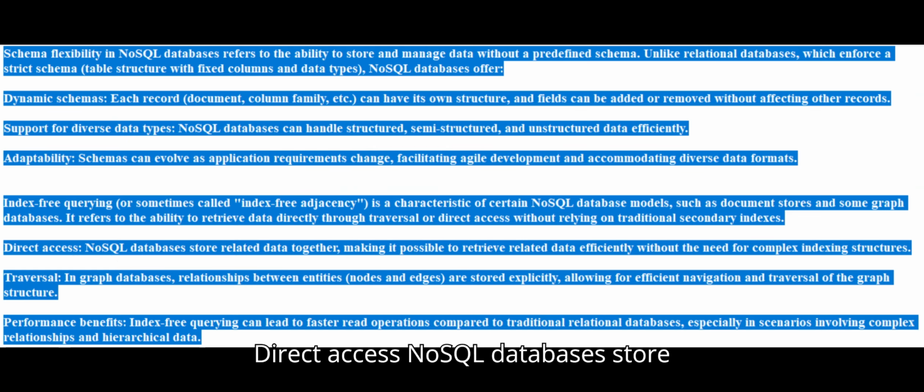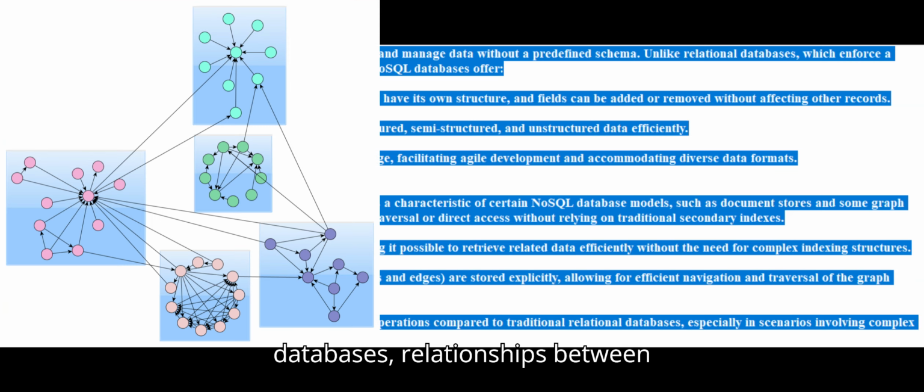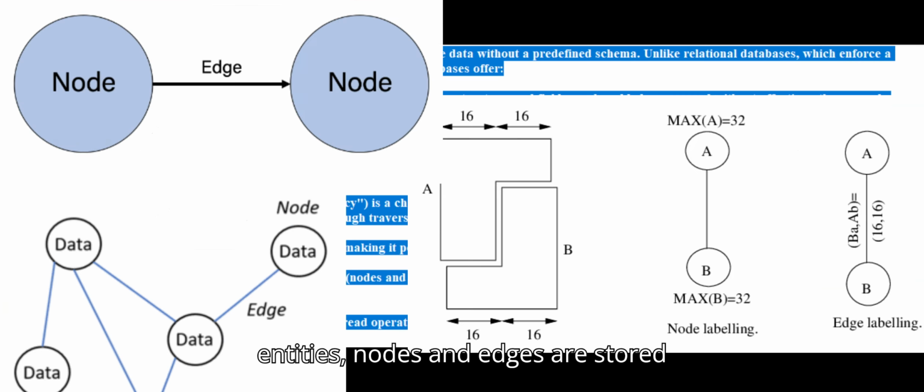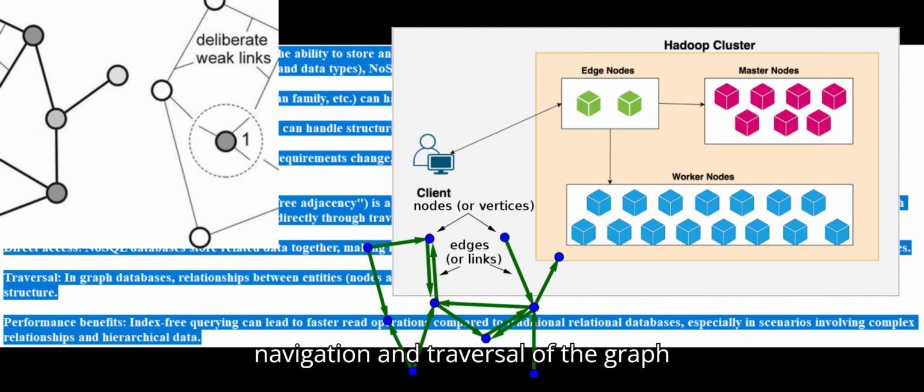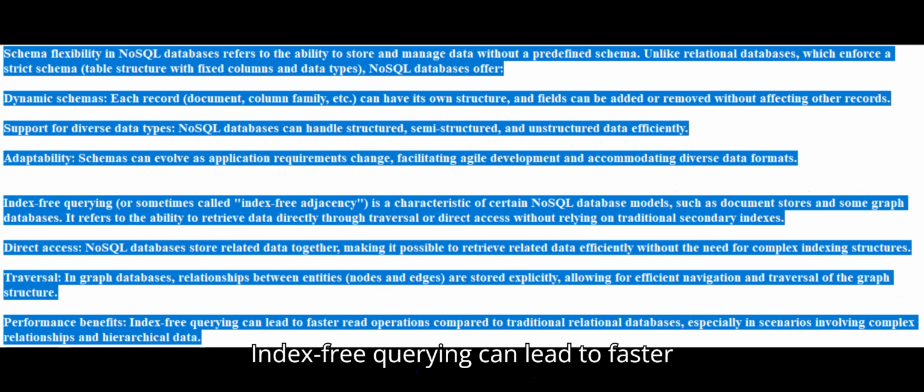NoSQL databases store related data together, making it possible to retrieve related data efficiently without the need for complex indexing structures. Traversal. In graph databases, relationships between entities, nodes and edges, are stored explicitly, allowing for efficient navigation and traversal of the graph structure. Performance benefits. Index-free querying can lead to faster read operations compared to traditional relational databases, especially in scenarios involving complex relationships and hierarchical data.